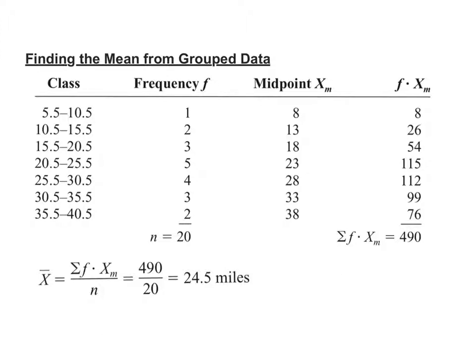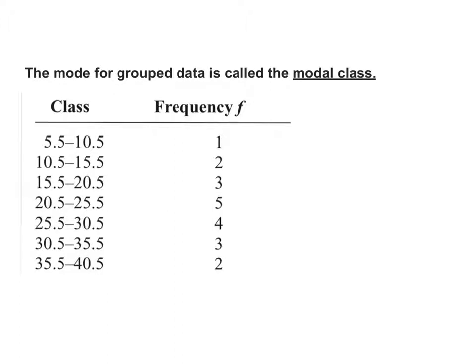Couple more things to go through. Since we don't actually know the data, we can't technically find the mode. But what we can do is find what's called the modal class. Okay? So we're looking for the class that appears the most, if there is one.